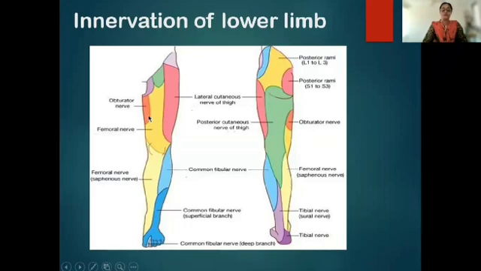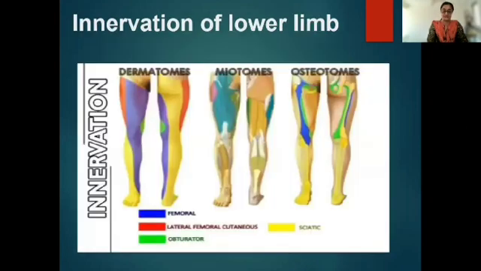Now, coming to the innervation of the lower limb, the lower extremity innervation is provided through 4 major nerves. That is the sciatic nerve posteriorly, the femoral nerve, the obturator nerve, and the lateral cutaneous nerve of the thigh. The femoral nerve, the obturator nerve, and the lateral cutaneous femoral nerve all arise from the lumbar plexus. Sciatic nerve originates from the lumbar as well as the sacral plexus. Hence, it's called lumbosacral plexus.